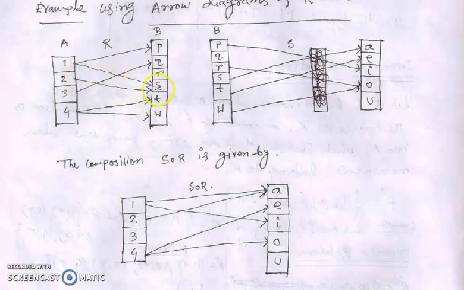Similarly, 2 is R related to S and S is S related to A, so 2 should be S composed R related to A. And according to this diagram, 3 is R related to Q, Q is related to no one, so 3 should not be an element; there hasn't any element which is S composed R related to 3. 4 is R related to T, T is S related to E, therefore 4 is related to E with the composition S composed R. Similarly, 4 is R related to W, W is S related to O, so 4 is S composed R related to O. That is the composition or the composite relation.